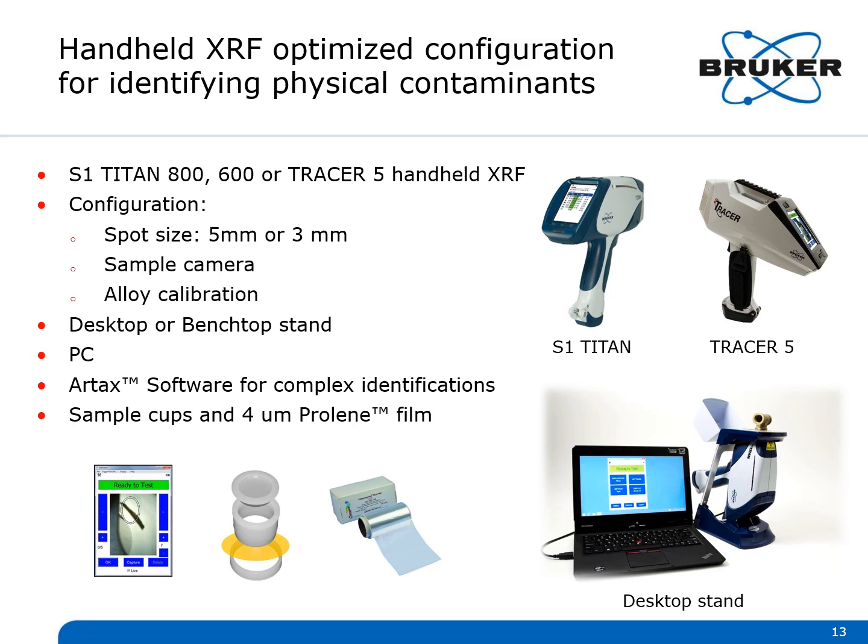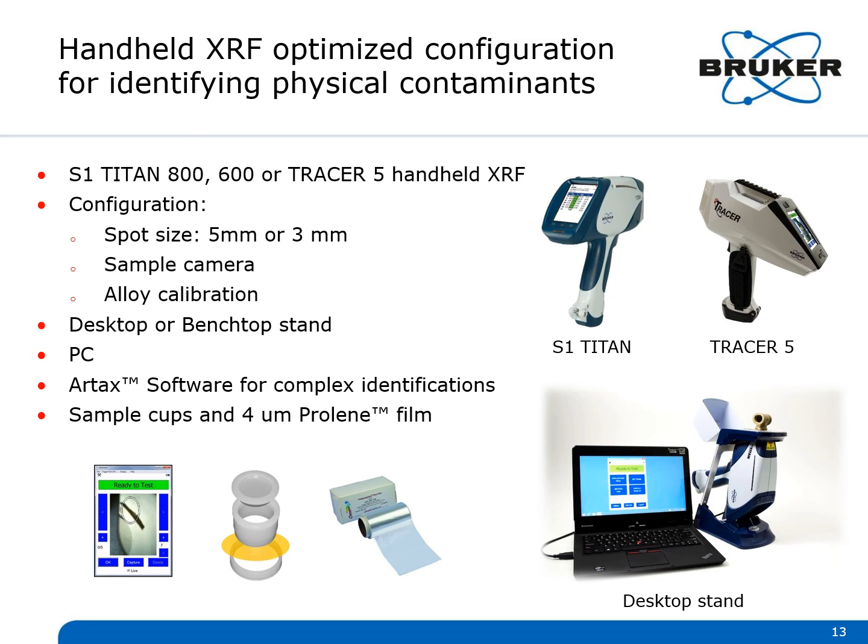Bruker's handheld XRFs, the Titan and Tracer, are ideal for identifying physical contaminants. The optimum one for you depends on what other applications you might want to use the handheld XRF for. To identify physical contaminants, the XRF should have a viewing spot size of 5 or 3 millimeters to accommodate very small samples as well as the larger ones. It should also have the alloy calibration installed on board along with an integrated camera.